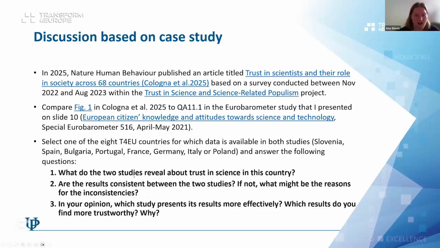The first question is, what do the 2 studies reveal about trust in science in this country? Are the results consistent between the 2 studies? If not, what might be the reasons for the inconsistencies? And then, in your opinion, which study presents its results more effectively? Which results do you find more trustworthy and why?